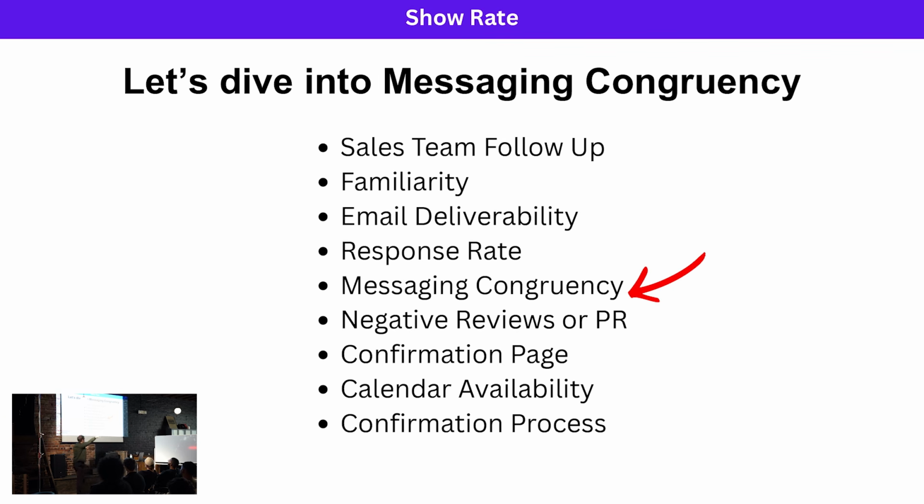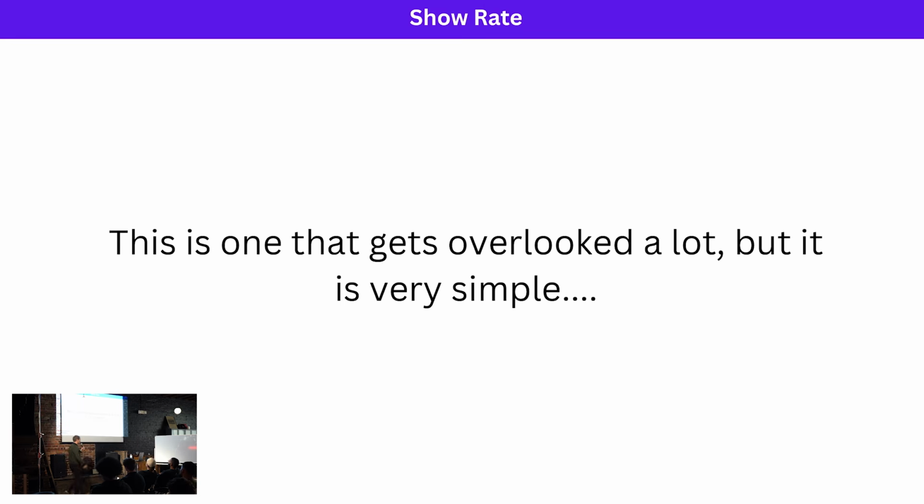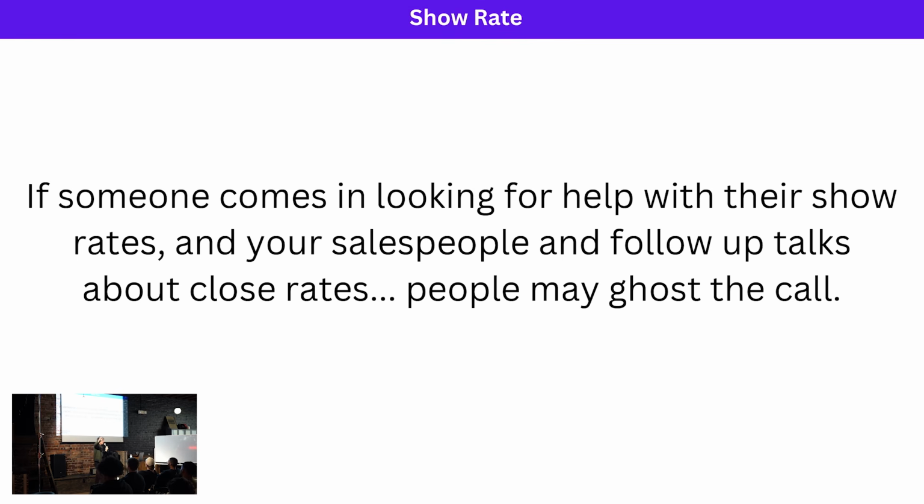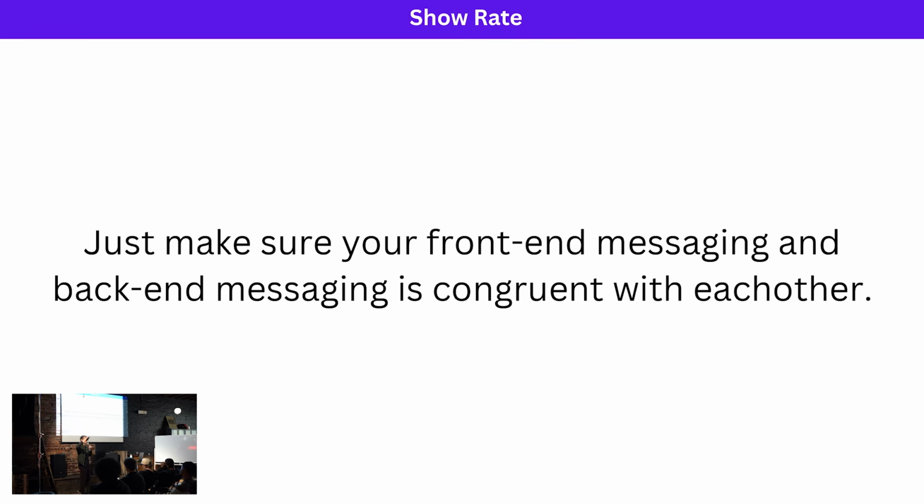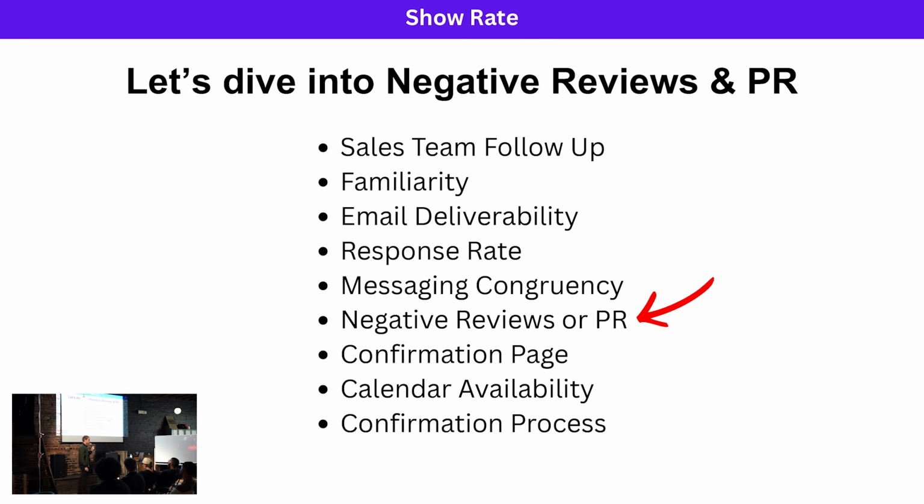Then diving into messaging congruency. We talked about this before, but very simple. Someone comes in looking for help with their show rates, and your salesperson starts talking about close rates, they might ghost the call. So just keep a through line on everything. We tag people in, basically we'll have UTMs that pass through into the CRMs for our clients that say, hey, they came from this ad, this angle. So the salesperson knows where they came from, what their problems are. Just make sure your front end messaging and back end messaging are congruent with each other.